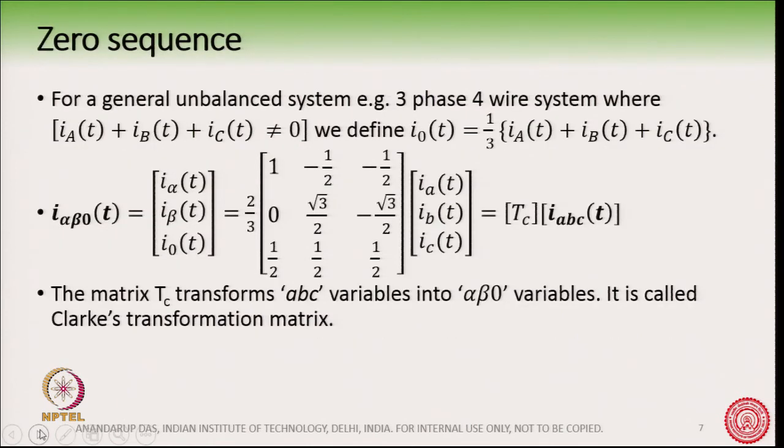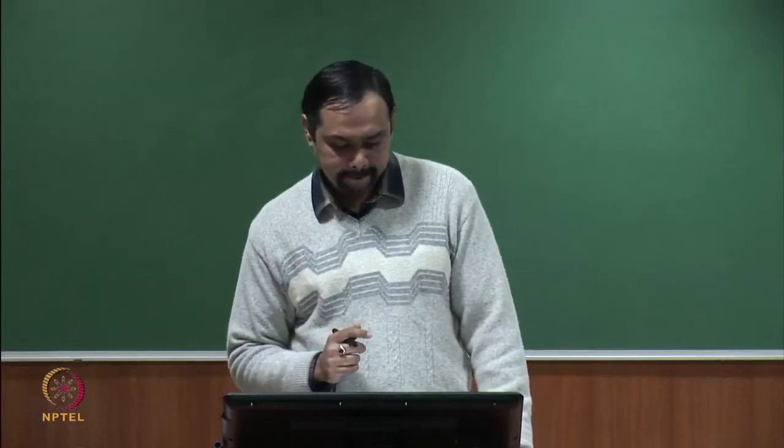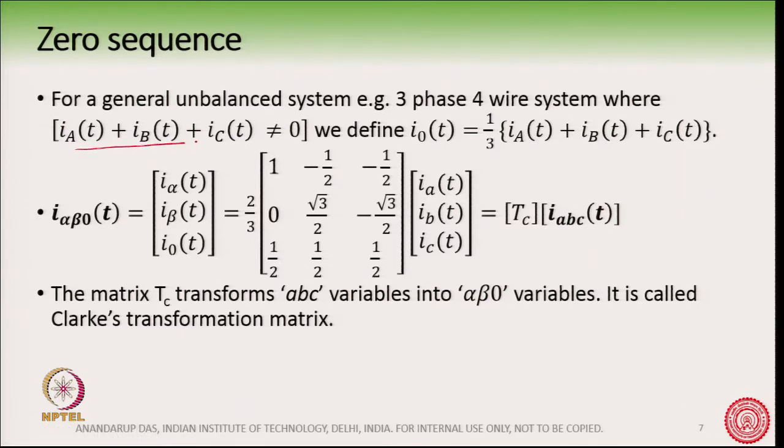Now, for a general unbalanced system, so far we have been saying that it is all a balanced case. Suppose there is a generalized unbalanced case, where it is a 3-phase 4-wire system and the sum of the 3 currents IA, IB, IC is not equal to 0. So, there is a neutral current present. In that case, IA plus IB plus IC is not equal to 0, and so we define something called I0. How do we define it? We define it as the sum of the 3 currents divided by 3. This is by definition.